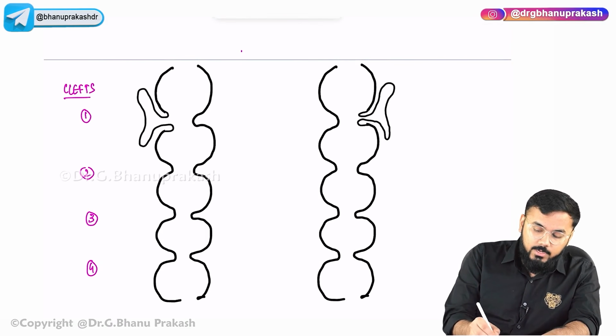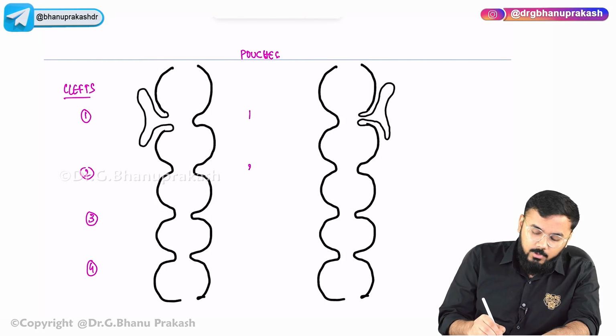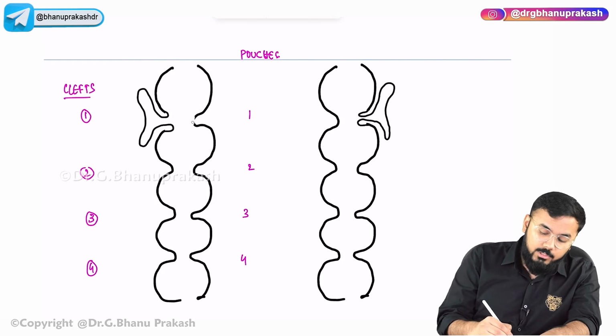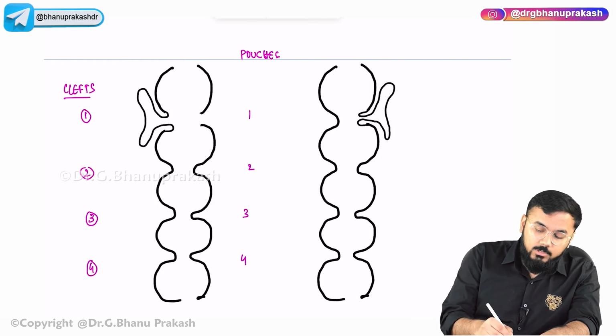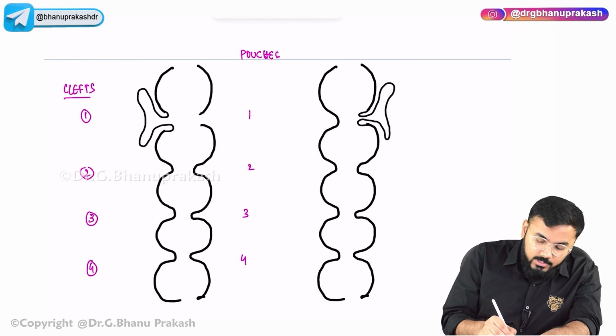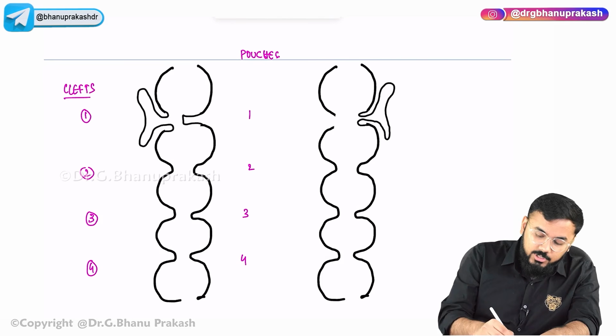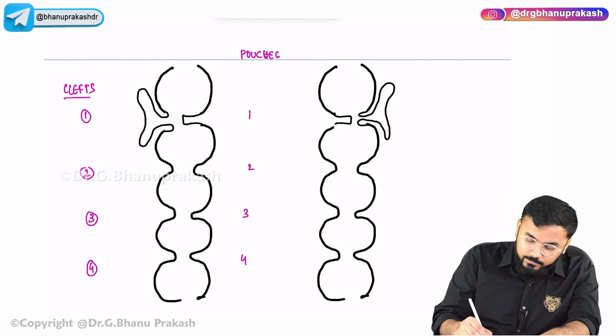What are the pouches over here? So these are the pouches. Let us say this is the first pouch, second pouch, third pouch and fourth pouch. Now look at the first pouch. The first pouch is also undergoing invagination inside, in this way, like this.